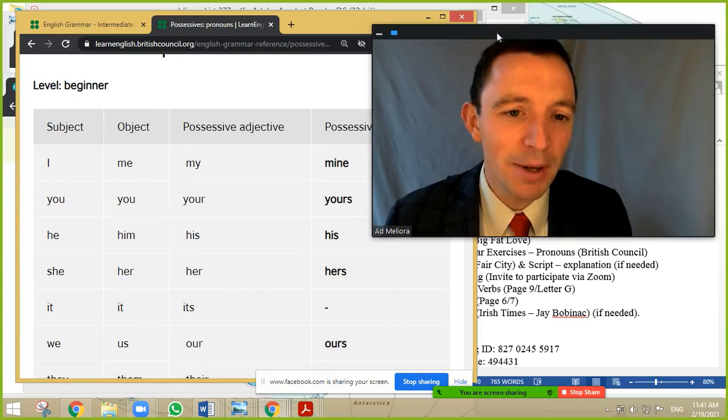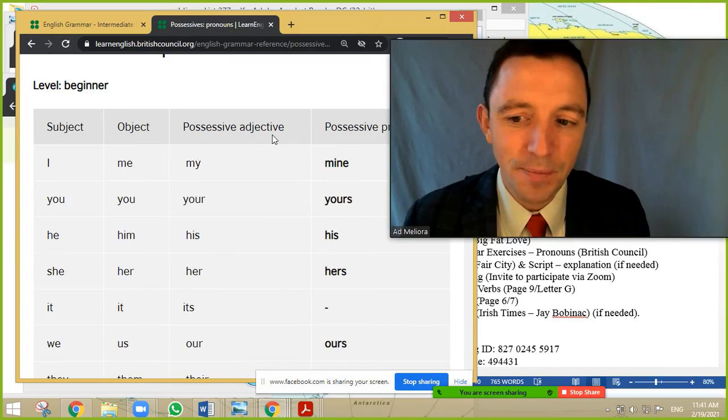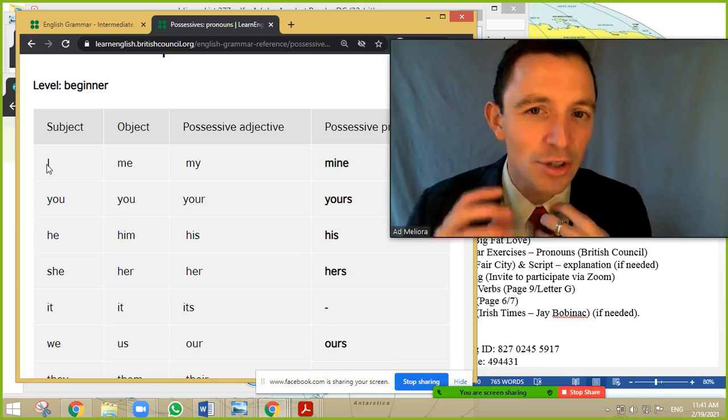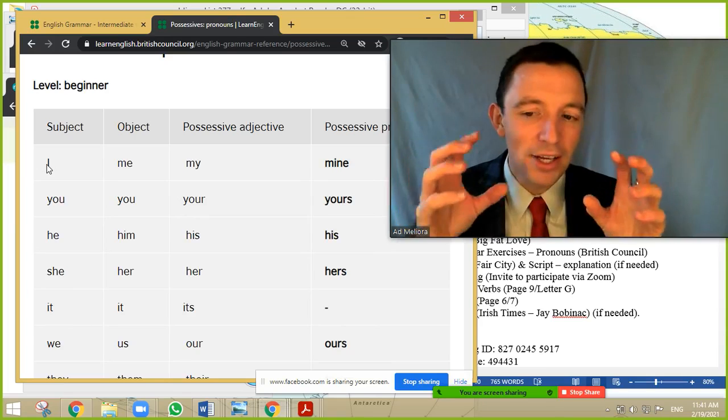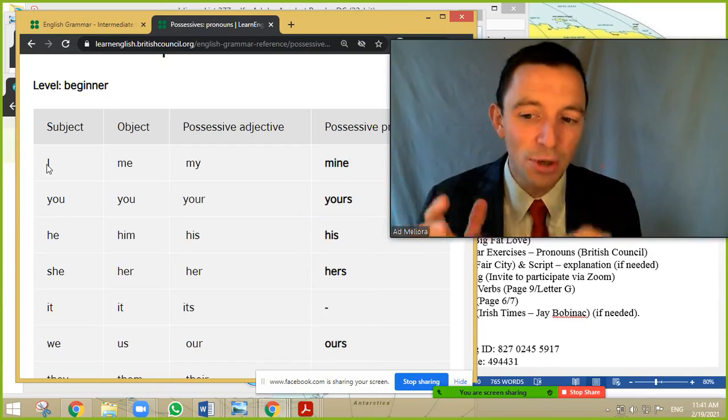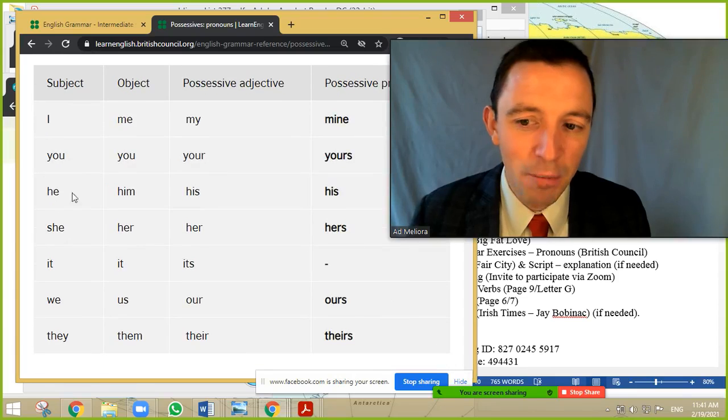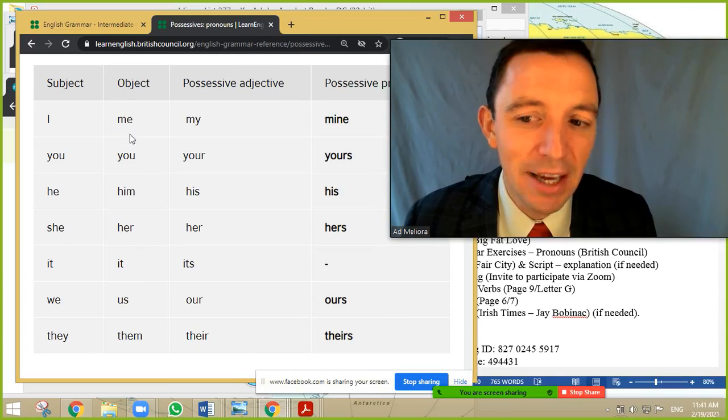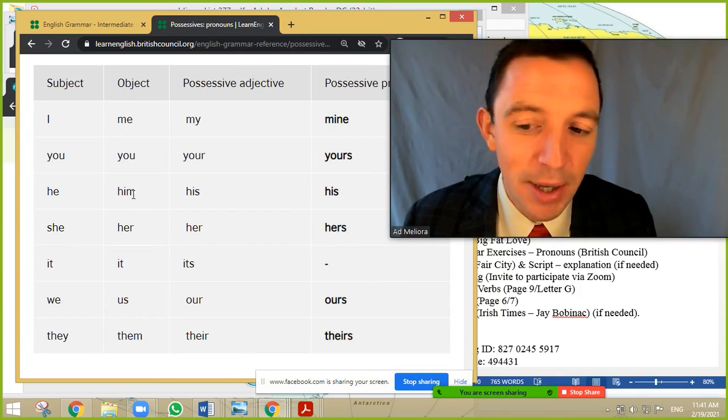So remember the explanation and the difference between the subject, I, so the subject is for the verb, I like, you like, he likes, she likes, subject, and then we have the object, give the pen to me, give the pen to you, give the pen to him, give the pen to her.